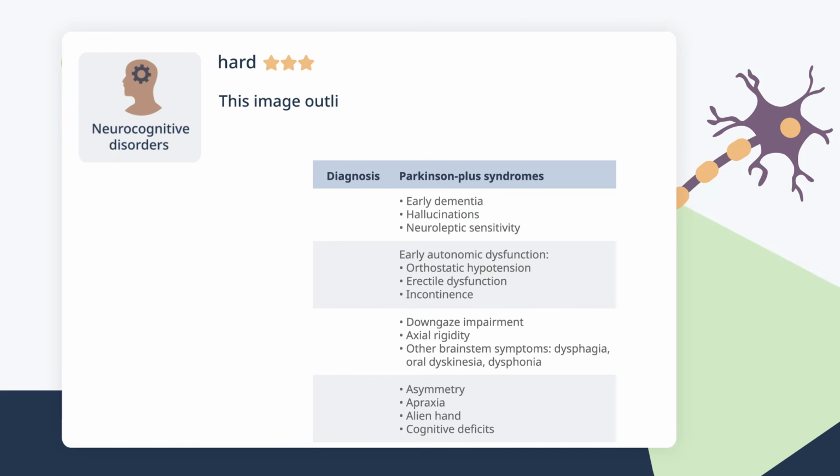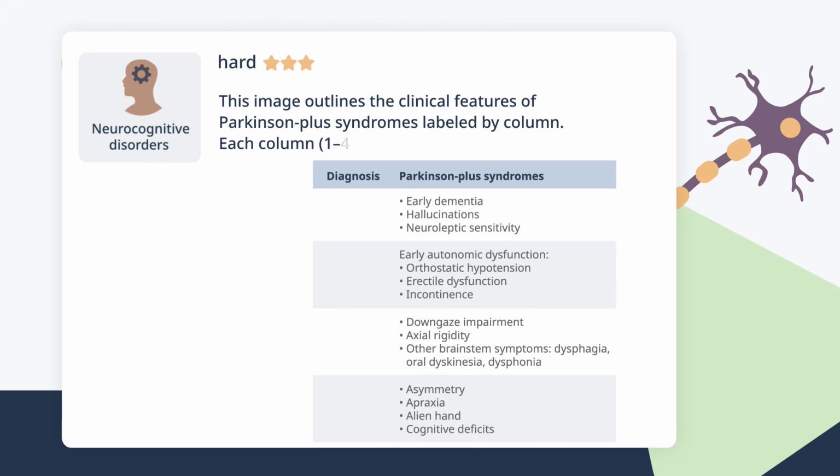This image outlines the clinical features of Parkinson plus syndromes labeled by column. Each column corresponds to a different syndrome. Match each number in the image to the correct diagnosis.